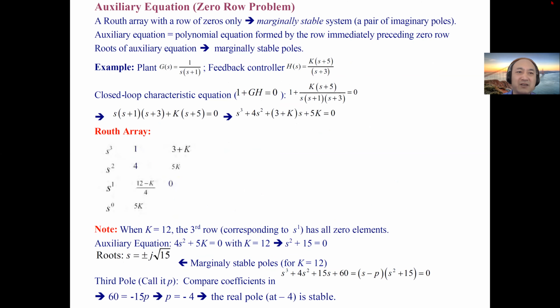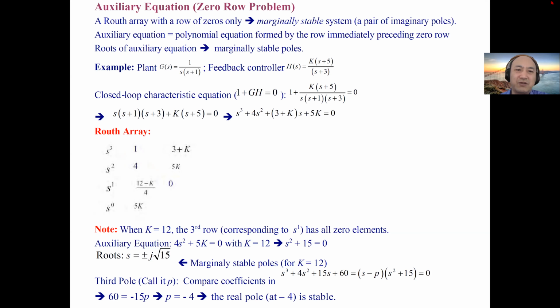So there are some cases called marginal stable systems, where you have a pair of poles on the imaginary axis. So this is called a row of zeros. For example, you have a 0 in here. So let's still do this position servo system, okay? You have speed, then integration, you have position, and a feedback controller using this transfer function. I decide what is the range of my k such that the system is stable.